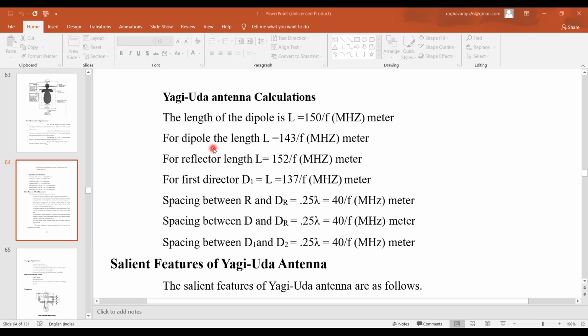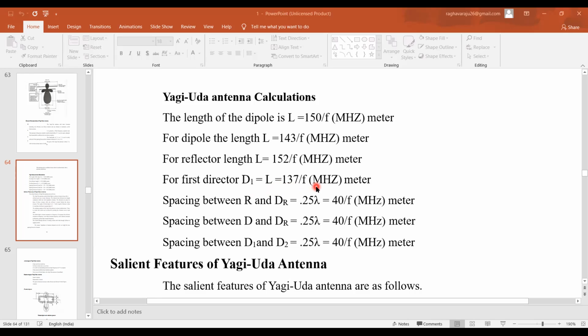And the driven dipole length L equals 143 divided by f, and for the reflector, length L equals 152 divided by f. For the first director D1, the length is 137 by f meter.